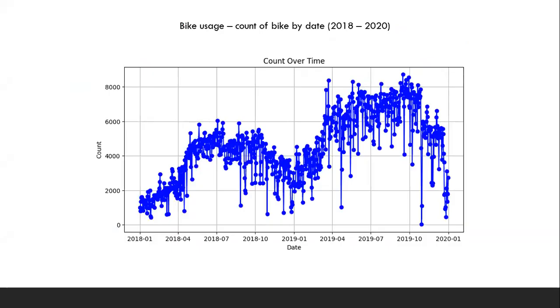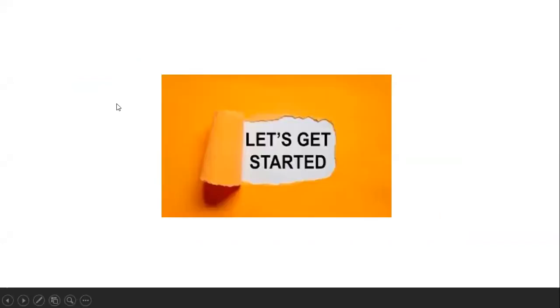And today we are going to look at the bike usage. In front of you is the plot of the count of bikes by period of time. The time period is every day, the total number of bikes that were used between 2018 and 2020. So let's get started.